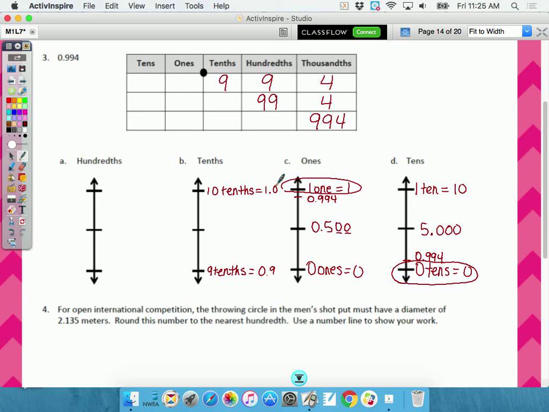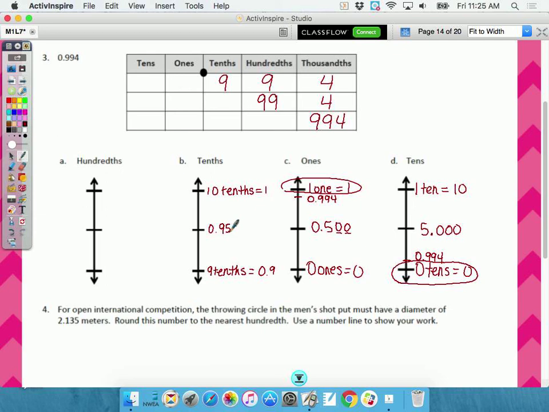Now, technically it's 1.0. That's 10 tenths, correct? Because the last digit I write is in the tenths place. But do I need the 0 in the decimal? No. So now my question is, what's halfway between 9 tenths and 1? Katie? 95. You're right. 95 hundredths.